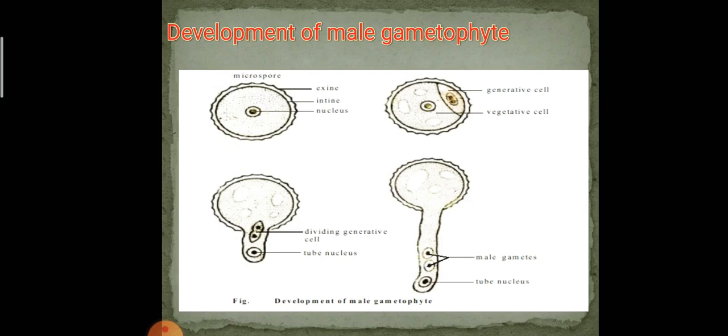In the next diagrammatic representation, only the generative cell undergoes a second mitotic division to produce two male gametes, and the vegetative cell, or tube nucleus cell, does not undergo division. Because of that, the tube nucleus comes toward the tip of the pollen tube, and later the generative cell divides and produces haploid male gametes, two male gametes. So this is the overall development of the male gametophyte.